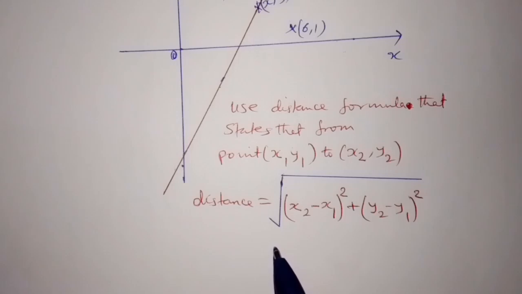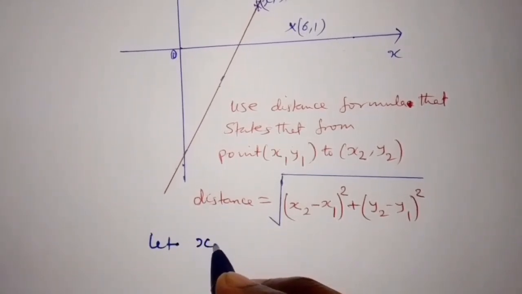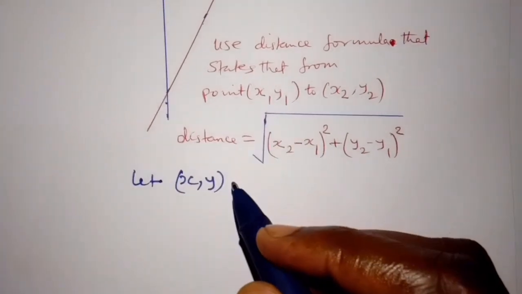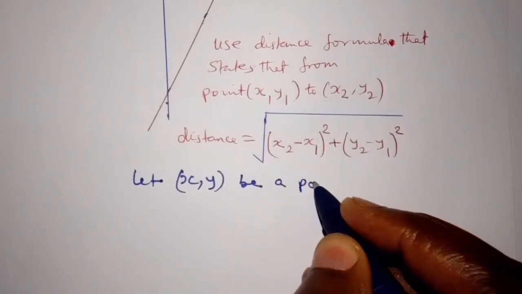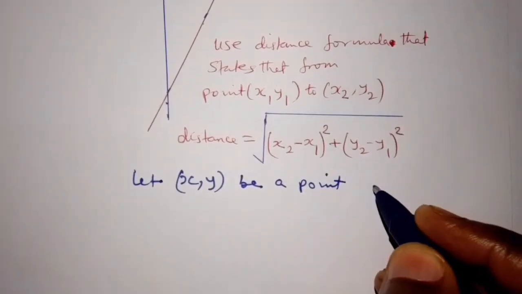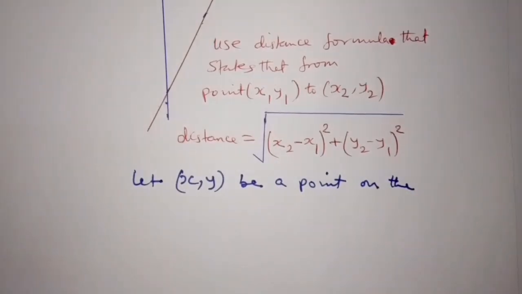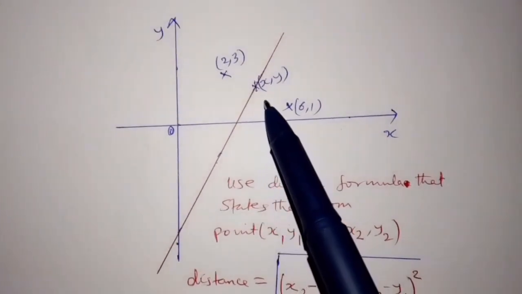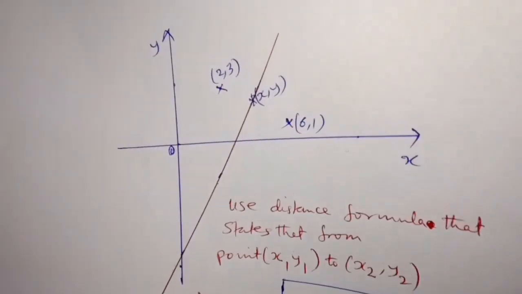So now we want to apply this one here. So we can say that let x, y be a point on the line. Let x, y be a point on this line.